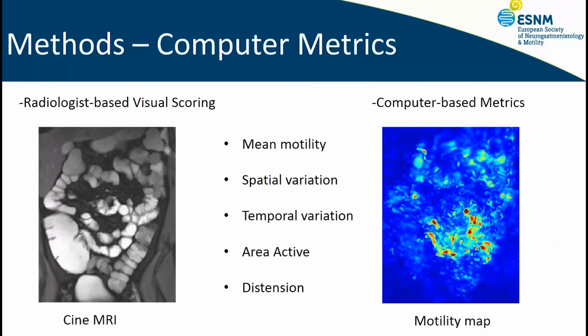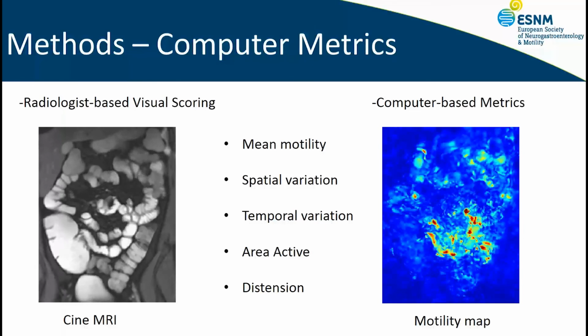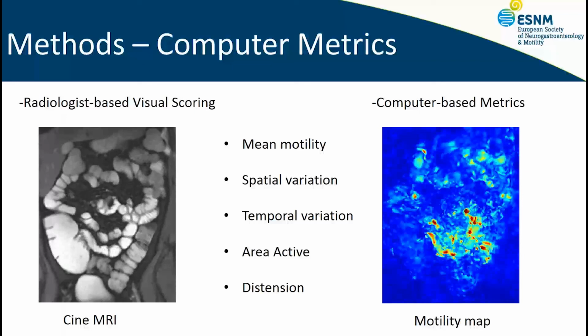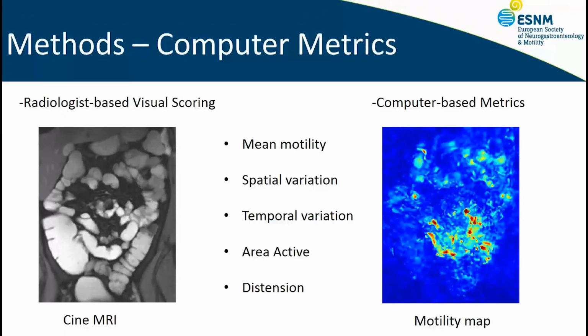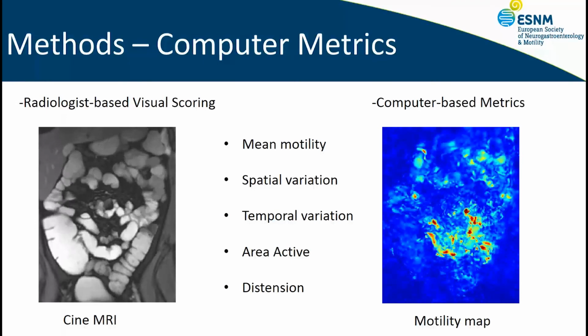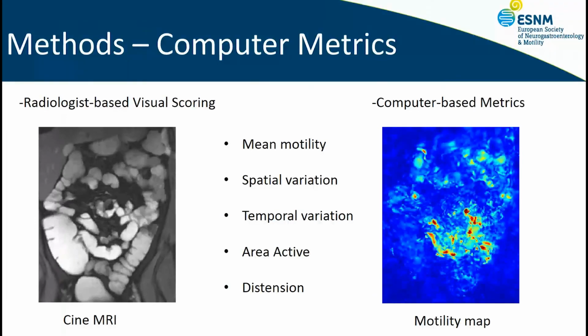So good distension is a very bright lumen with a wide diameter. I then developed computer-based metrics which were meant to represent what the radiologist was visually scoring in a more objective manner. And then this allowed us to have two models, a subjective model with all these features, which we could then test against symptoms, and then a more objective model with all these features to again test against symptoms.